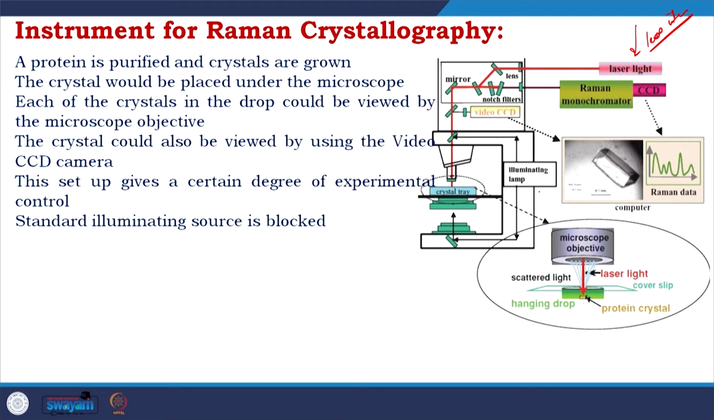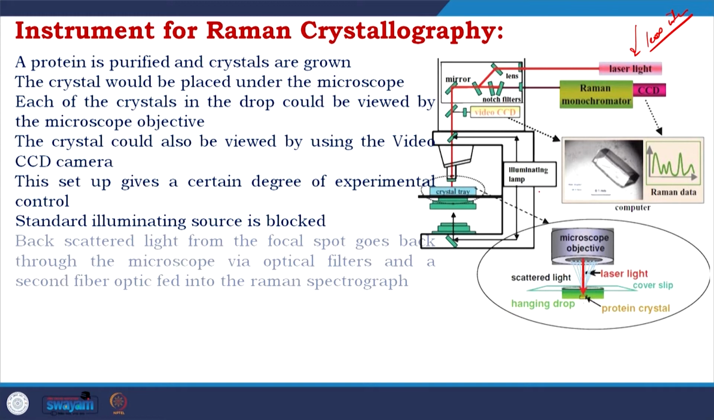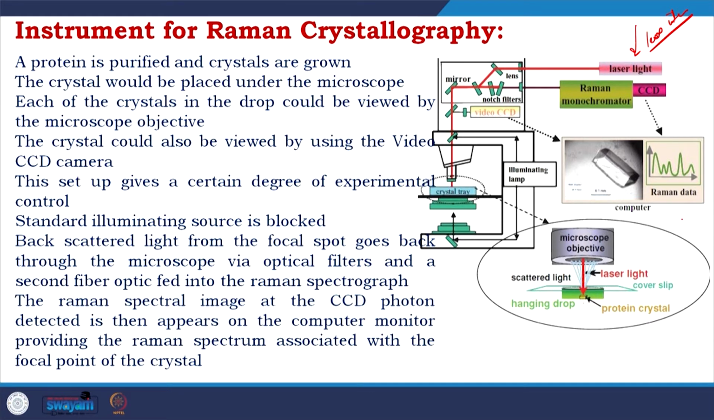The standard illuminating source is blocked, as I told earlier. Back-scattered light from the focal spot goes back through the microscope via optical filters and a second fiber optic, fed into the Raman spectrograph. So, the Raman spectrum is continuously generated. The Raman spectral image detected by the CCD then appears on the computer monitor, providing the Raman spectrum associated with the focal point of the crystal.